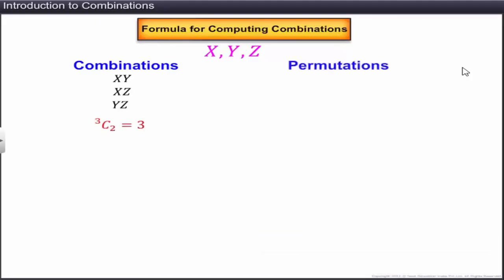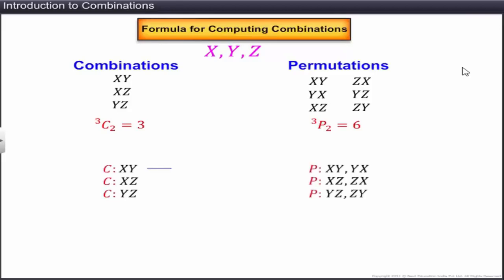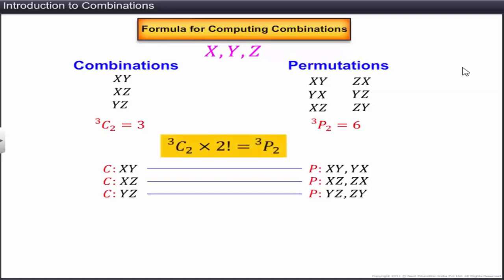Let's write the possible permutations using these objects taken two at a time. The number of permutations is 6. If we observe the combinations and permutations, we can see that each combination has two permutations. We can see that each combination of two letters can be permutated in two ways or two factorial ways. Therefore, by the multiplication rule, each combination multiplied by two factorial ways is equal to the permutation.